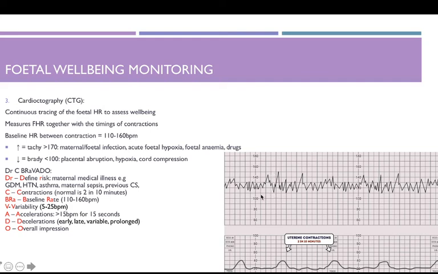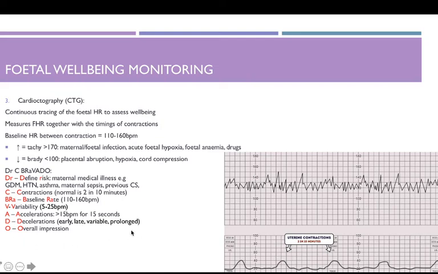So anything above that, so above 160, is a tachycardia, and that could be caused by maternal or fetal infection. It could be caused by acute fetal hypoxia, fetal anemia, or any drugs. And bradycardia, so less than 100, is abnormal, and that could be caused by hypoxia again, cord compression, or placental abruption.